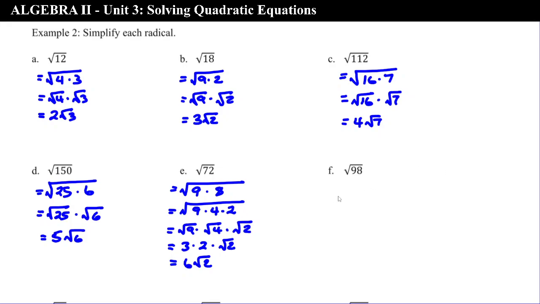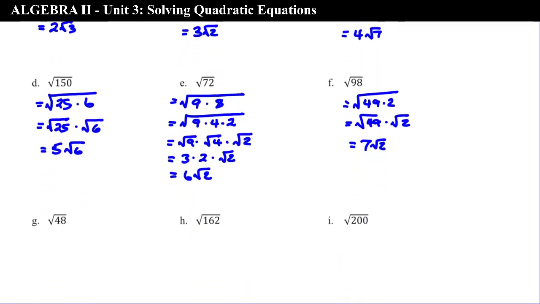All right, for a square root of 98, the largest perfect square that will go into that is 49, because it's 49 times 2. So that gives us the square root of 49 times the square root of 2, which gives us 7 times the square root of 2. Let's do 3 more of these.